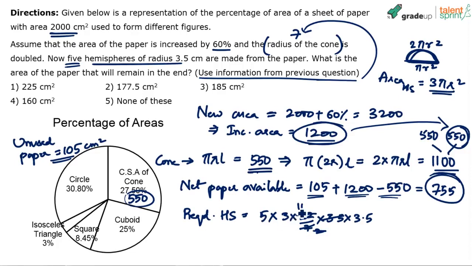So 5 into 3 into 11 into 3.5. So 5 into 3 is 15. 11 into 3.5, how much is that? Just do this calculation and then subtract. He's asking us to find out how much paper will remain in the end. There's one more step: find out this value, then take the difference of 755 with that value. So 5 threes are 15. 15 into 11 is 165. 165 into 3.5. 165 into 3 is 495. 165 into 0.5 will be 82.5. So 495 plus 82.5 is 577.5.